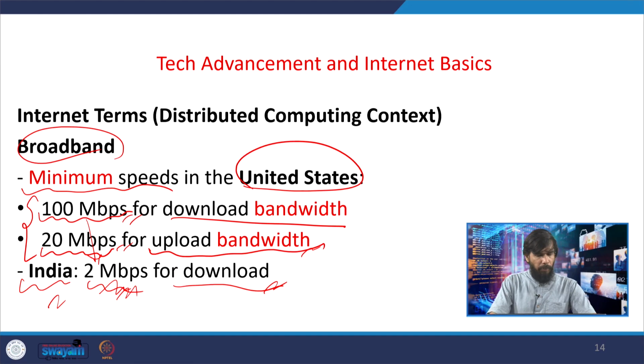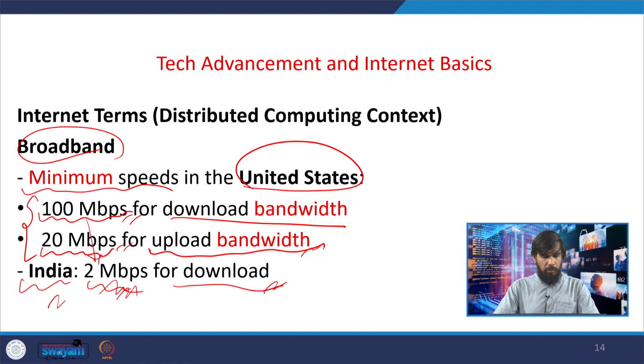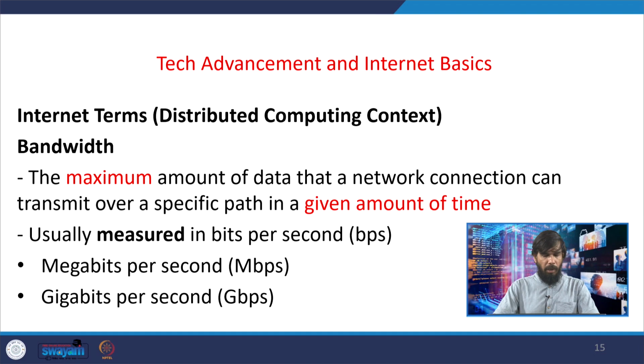Then we talked about the bandwidth here. So, what is bandwidth? Bandwidth is the maximum amount of data that a network connection can transmit over a specific path in a given amount of time, right. So, that defines the bandwidth. When we said the broadband definition is 100 Mbps for download and 20 Mbps for upload, that is in a way the bandwidth, the maximum capacity that the network connection can support, or transmit over that specific path in a given amount of time, right.